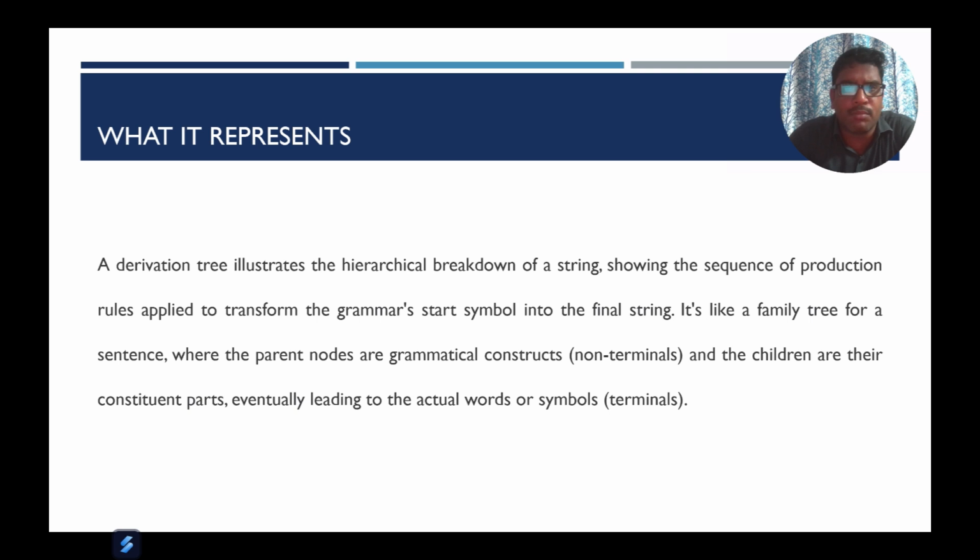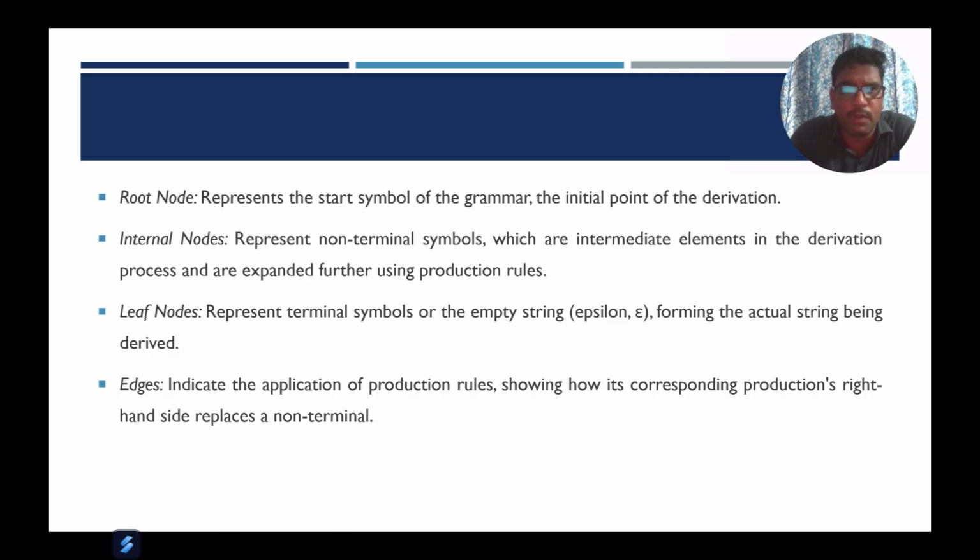And we have some key components: root node, internal node, leaf node, and edges. These are the key components for the representation of a derivation tree. Here, the root node represents the start symbol of a grammar. By considering the start symbol, S will be represented as the root node, the initial point of a derivation.